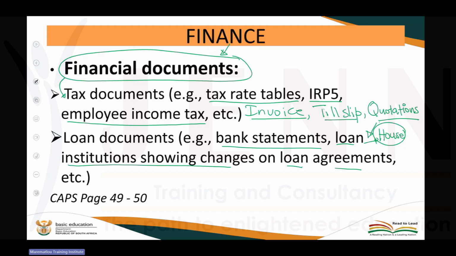What are the other examples under the loan documents? Definitely, you are right. The car that your parents or your brother or whoever is driving, if he or she did not buy the car cash, we are saying that person has taken a loan from the bank so that they can repay the debt of the car. So you need to understand that when the statement comes, it is part of the financial documents. All right, now let's go to the next slide.